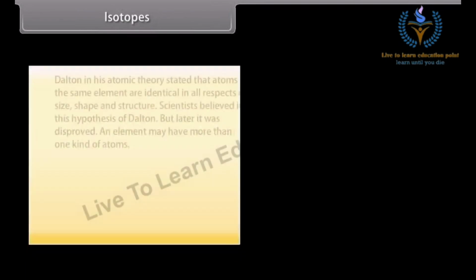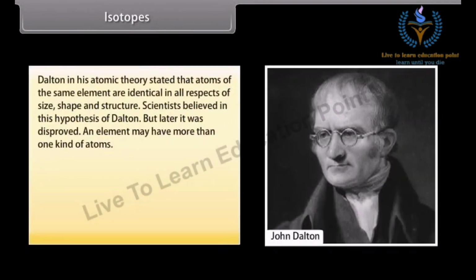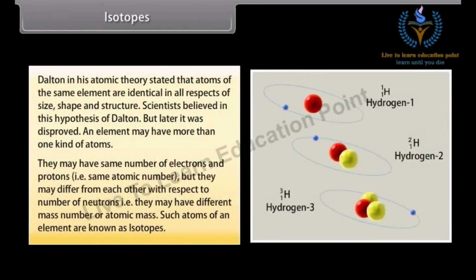Isotopes. Dalton in his atomic theory stated that atoms of the same element are identical in all respects of size, shape, and structure. Scientists believed in this hypothesis of Dalton, but later it was disproved. An element may have more than one kind of atom. They may have the same number of electrons and protons, that is, the same atomic number, but they may differ from each other with respect to the number of neutrons, that is, they may have different mass number or atomic mass. Such atoms of an element are known as isotopes.